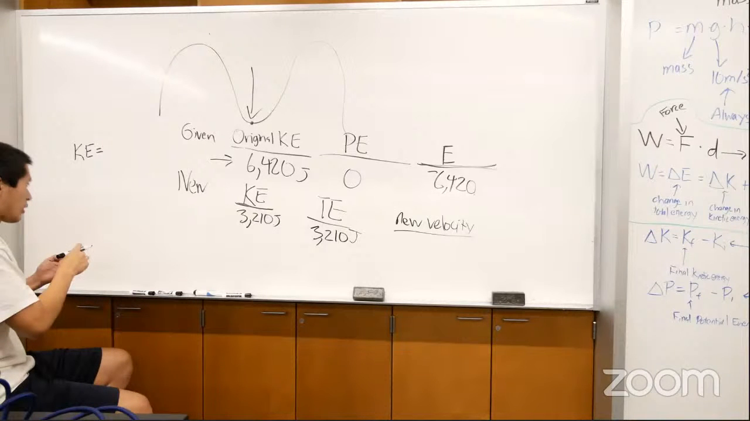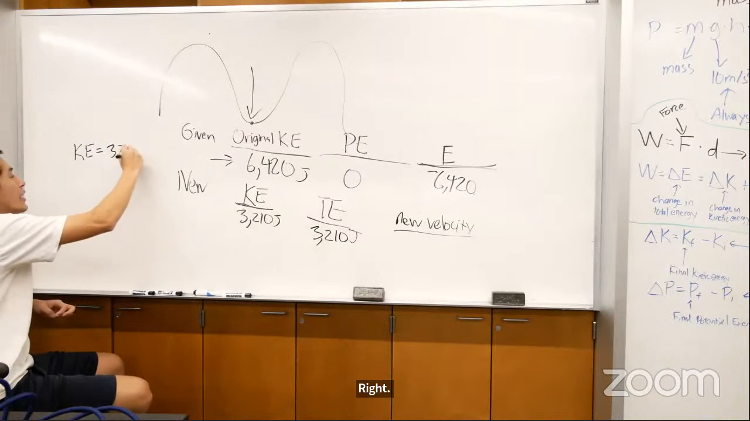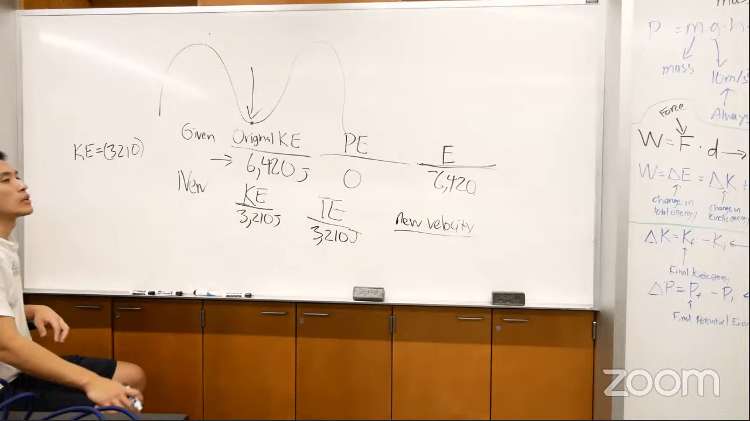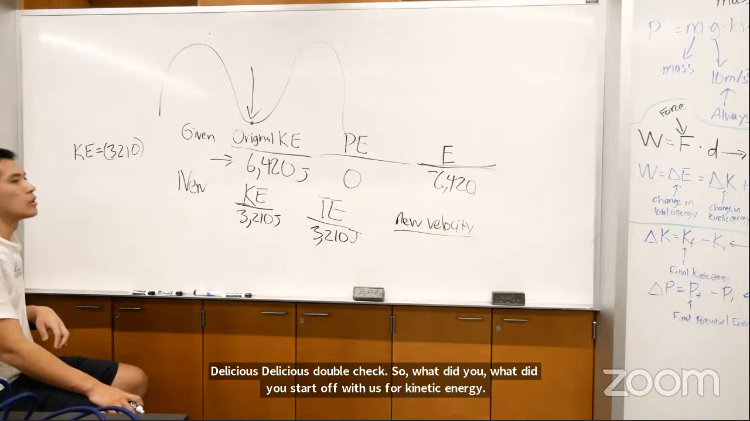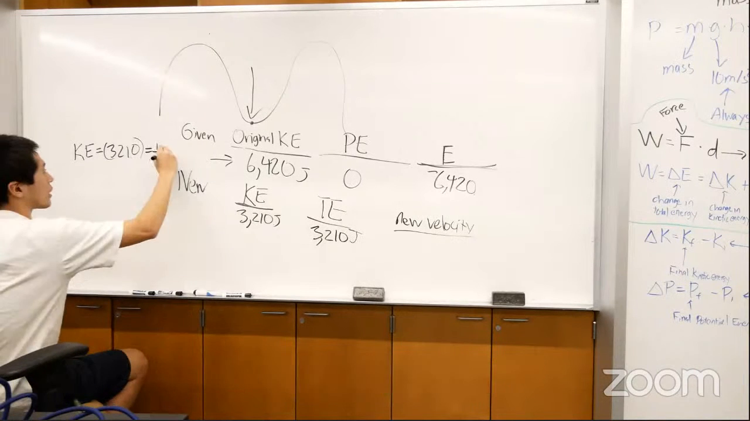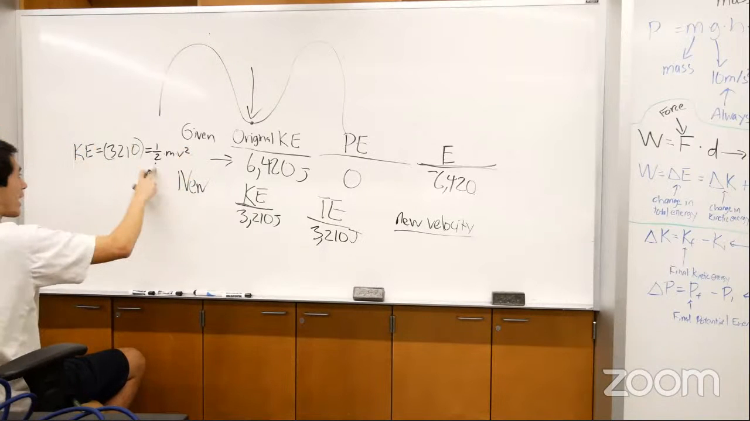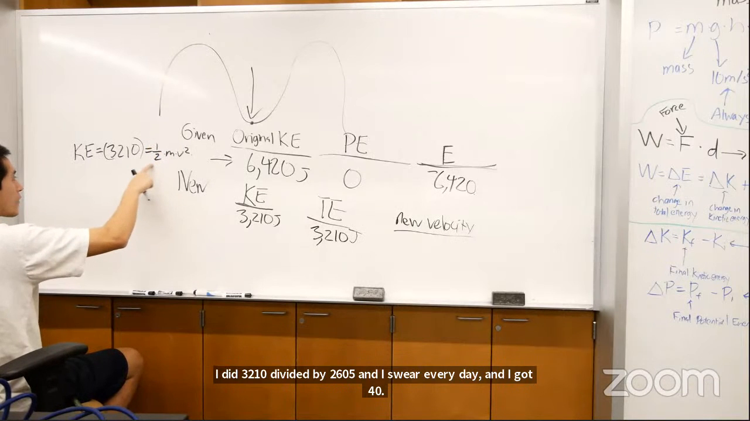So what did you start off with as your kinetic energy? 3,210. And then what did you do with this? I did 3,210 divided by 2, and then I got 1,605, and I square rooted that, and I got 40. Okay. So our kinetic energy is equal to 1/2 mv squared. To get rid of the 1/2, you can't divide by 2 because it's already divided by 2. What do you have to do instead?